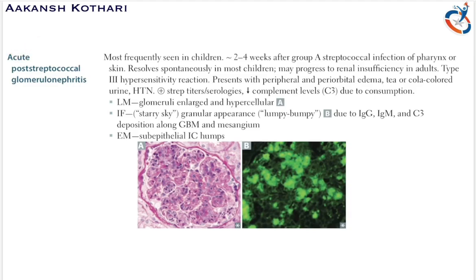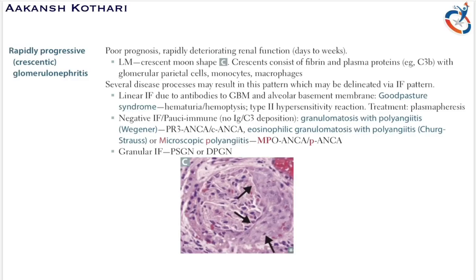Now let's go to the next nephritic syndrome, which is rapidly progressive glomerulonephritis, which is also called crescentic glomerulonephritis. Okay, this can progress to renal failure over weeks to months. So it can rapidly deteriorate the renal function in days to weeks, and it has a very poor prognosis, and hence it leads to renal dysfunction.